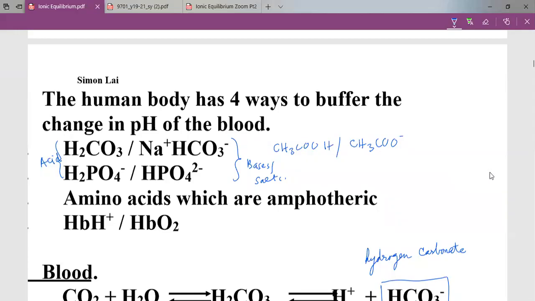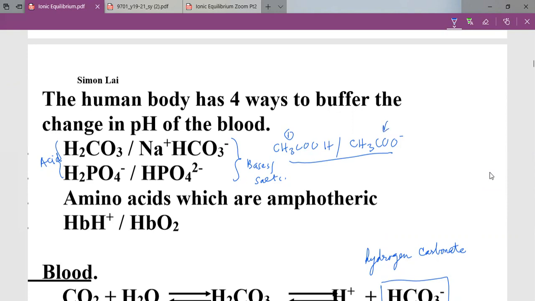Hi guys, we're going to continue with buffers, and today we'll look into calculations. Now there are basically four or five types of buffers they will test you on. The first one is here, which we've done before, which is your carboxylic acids and your sodium carboxylates, the salts.